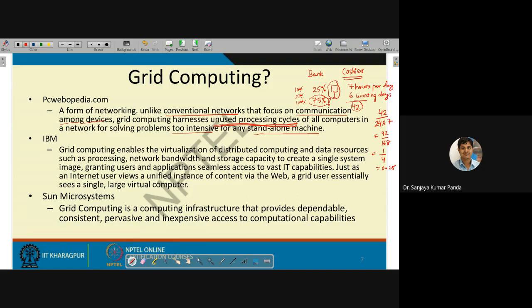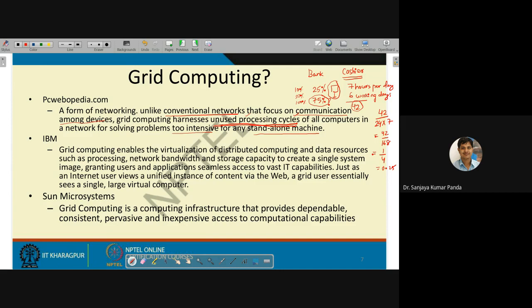So our objective is to get the unused processing cycle of the computer system, not only one computer system. If there are 1,000 systems connected to a particular network, we are looking into the whole network, not only a single device, right? We are looking into all the devices, how we are going to utilize them properly by taking their unused processing cycle, right?